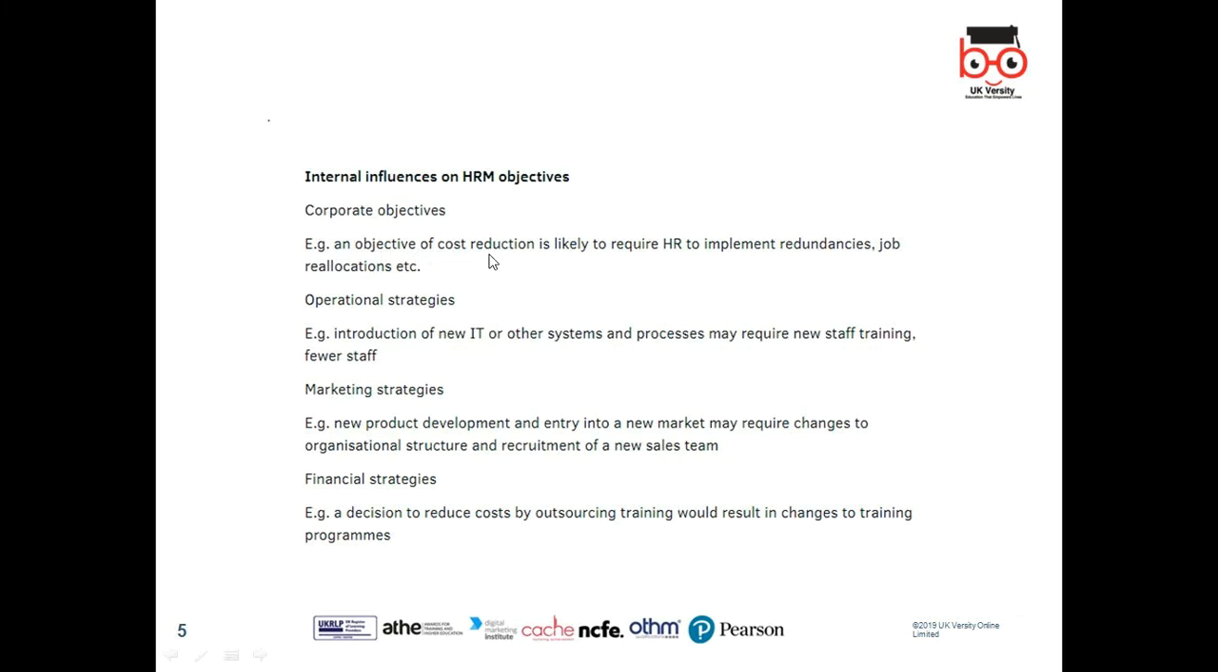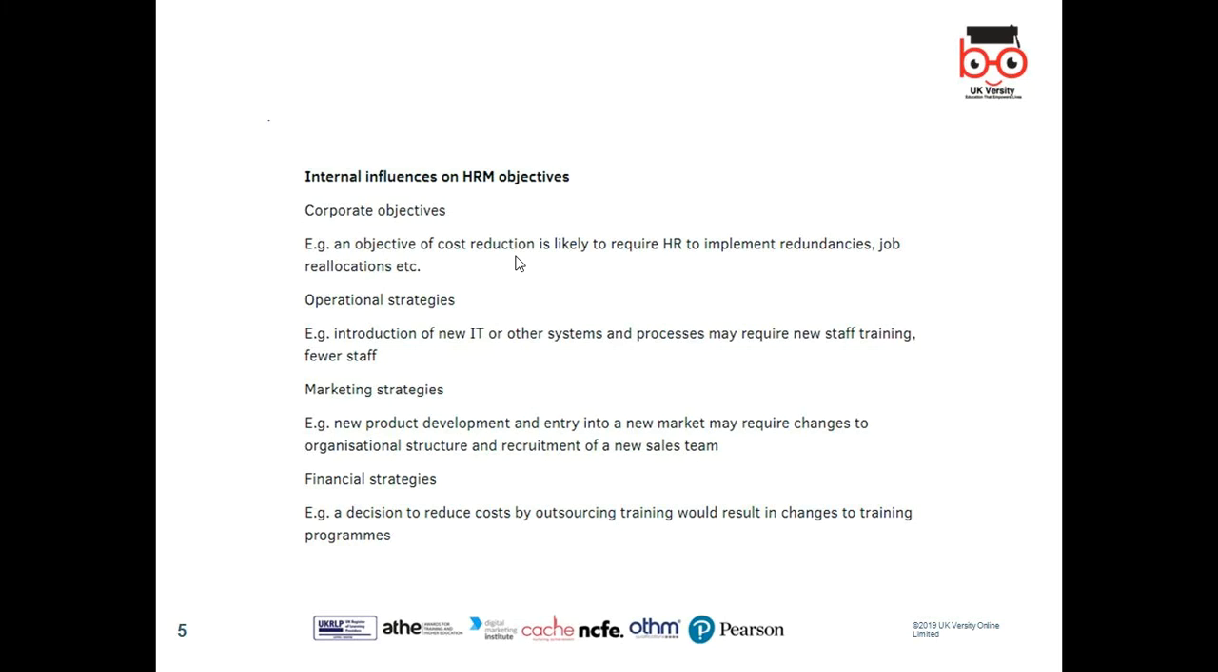So with a corporate objective of cost reduction, HR is likely to be required to implement redundancies. If we have a cost reduction corporate objective, we can make people redundant. Job reallocation can also be an organization or corporate objective. Operational strategy: strategies mean action plans. The word strategy is derived from the Greek word strategos, which was used in the military, how we counter against the enemy. So we need to keep in mind what strategies our competitors are using so we can make our strategies accordingly. The introduction of new IT, other systems and processes may require new staff training.